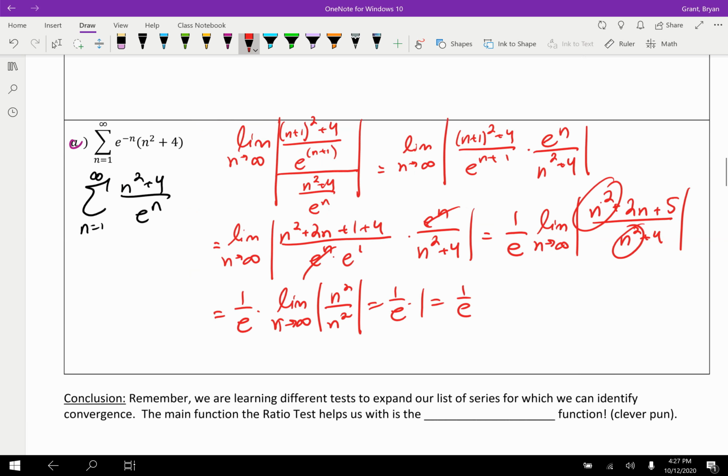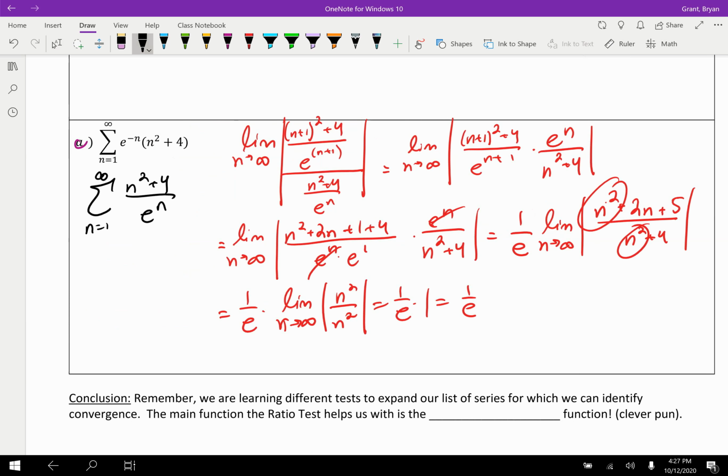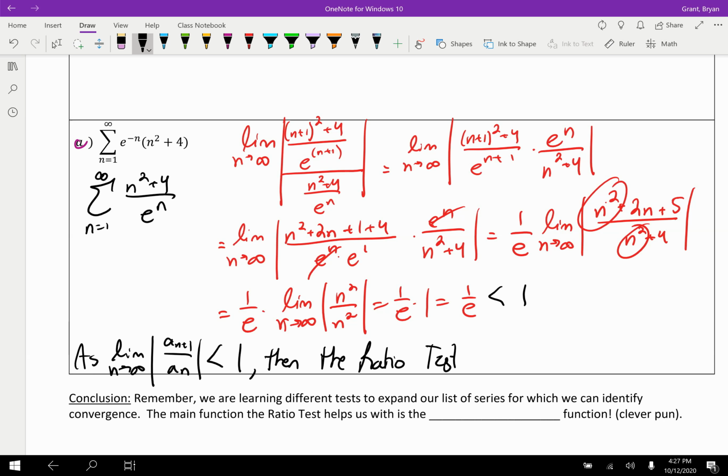All right, well, what can we conclude by this? Well, I always like to finish and say, is this less than 1? Well, e is 2.718, 1 over 2 and 1 over 3, somewhere in between 1/2 and 1/3, and that's definitely less than 1. So yes, that's totally true. So then we'd say as the limit as n approaches infinity of a sub n plus 1 divided by a sub n is less than 1, then the ratio test shows the series converges. So nothing too terrible there.